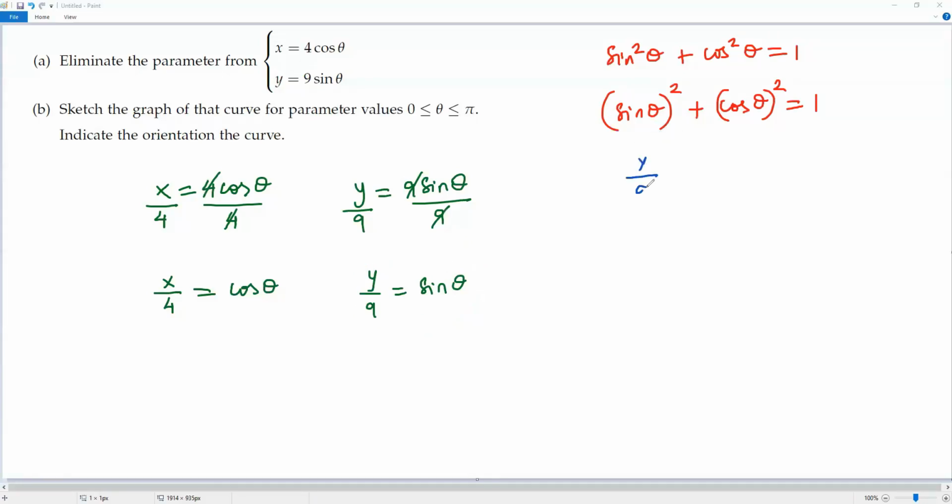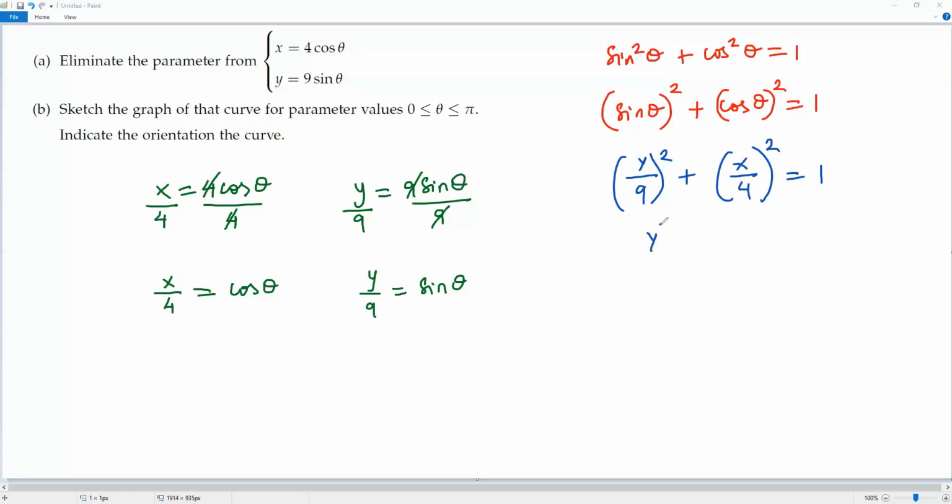Then we get y over 9 whole square. And we know cosine theta is equal to x over 4. So we can substitute x over 4 for cosine theta. So x over 4 whole square is equal to 1. Okay, so here 2 is a common exponent for the fraction y over 9. So this exponent can be taken for numerator and denominator.